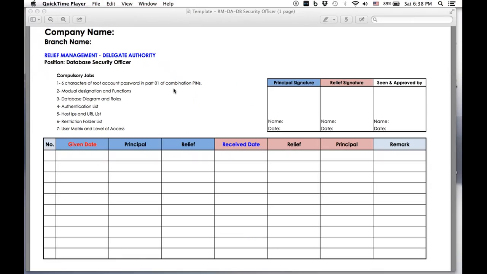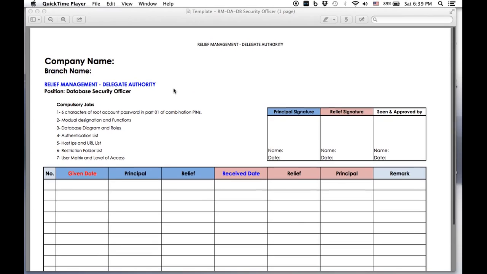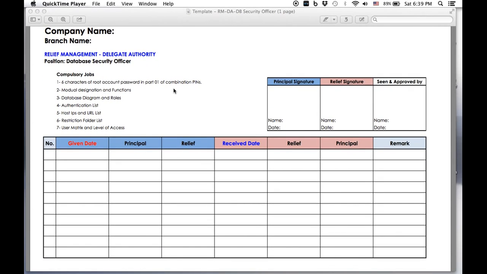Okay, welcome back to the E-Managerial website. Today I wish to share with you how we can control the delegate authority, or we can say the release management. For this process, we need to identify who is a backup person in case the principal custodian or principal officer in charge is not available.